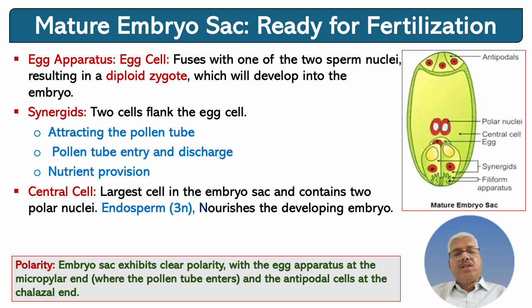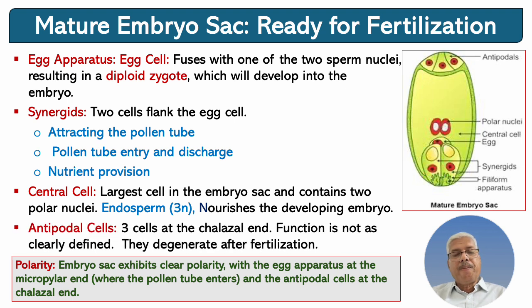The central cell is the largest cell in the embryo sac and contains two polar nuclei. The central cell plays a key role in the formation of the endosperm. The second sperm nucleus from the pollen tube fuses with the two polar nuclei in the central cell, resulting in a triploid cell. This cell develops into the endosperm, a nutritive tissue that nourishes the developing embryo.